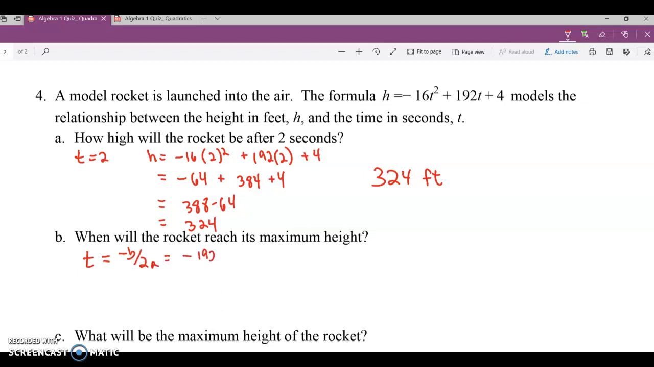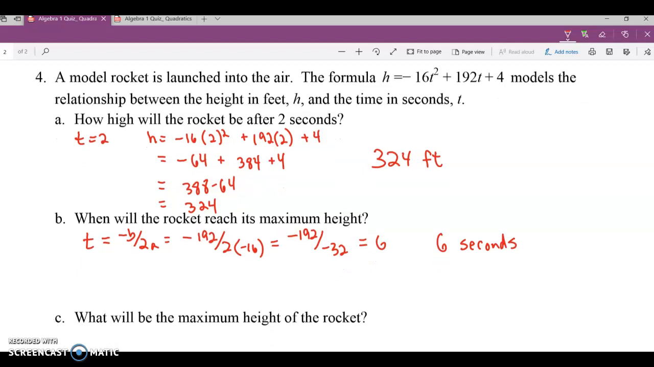B is 192. A is negative 16. Negative 192 divided by negative 32. You might need a calculator for this. That's okay. I believe this comes out to 6. So it is going to take 6 seconds before the rocket reaches its maximum height.